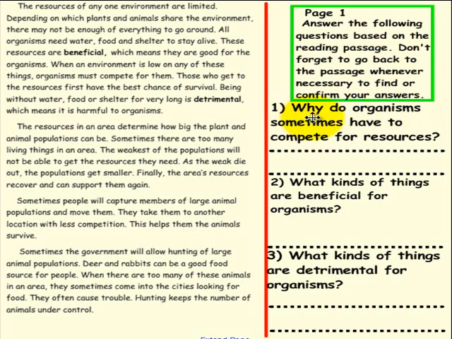Question 1. Why do organisms sometimes have to compete for resources? Question 2. What kinds of things are beneficial for organisms? And question 3. What kinds of things are detrimental for organisms? If you would, please pick up a pen to answer these 3 questions.